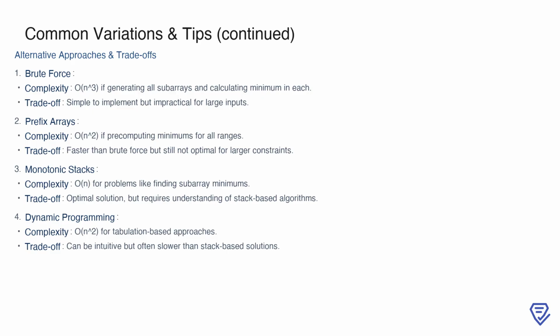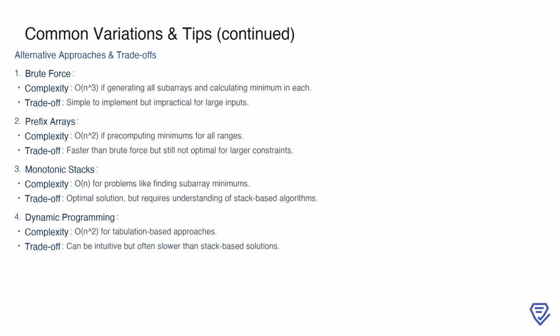A slightly better approach involves using prefix arrays to pre-compute minimums for all ranges. This reduces the complexity to O(n²), making it faster than brute force, but it's still not optimal for handling larger constraints. The most efficient solution uses monotonic stacks, which bring the complexity down to O(n). This approach is optimal but requires a solid understanding of stack-based algorithms, which can be tricky for beginners.